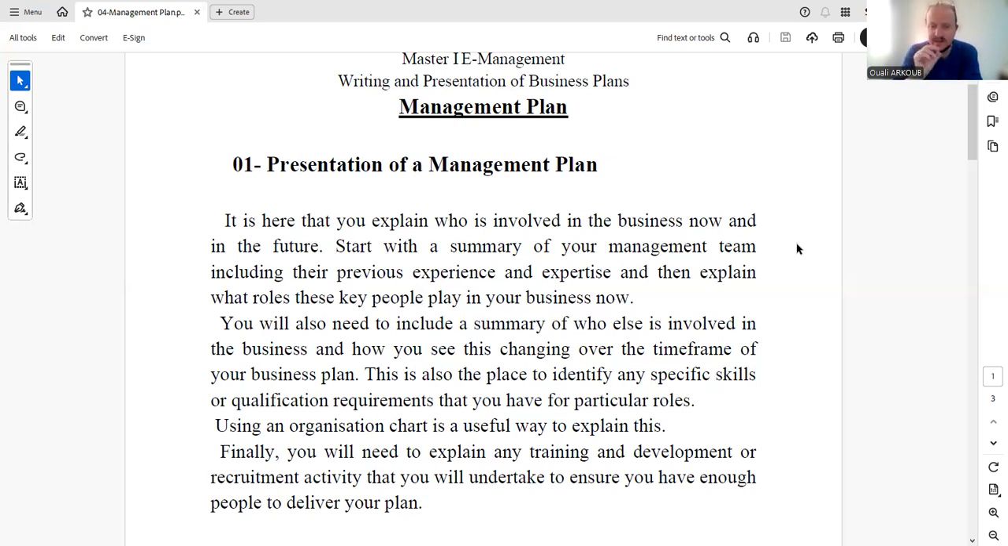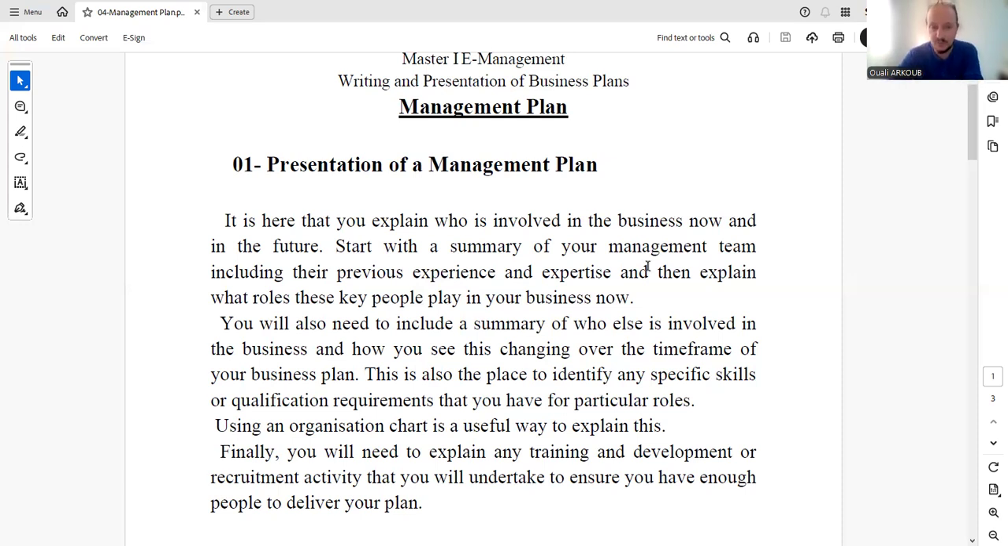Finally, you will need to explain any training and development or recruitment activity that you will undertake to ensure you have enough people to deliver your plan. Okay, you have enough people in your staff in human resources management. Okay, your resource management is enough for achieving this project.